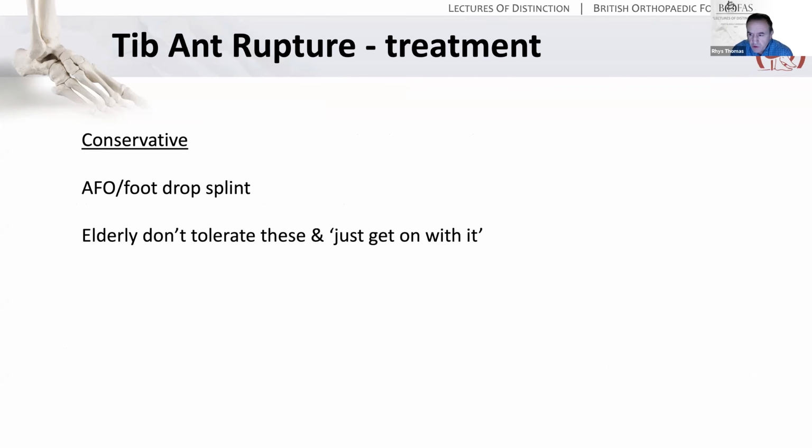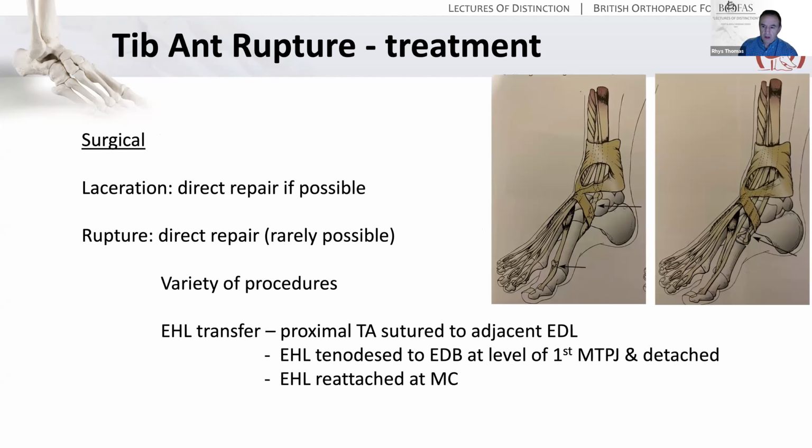So conservative treatments would involve provision of an AFO or a foot drop splint. I personally find that in the elderly, they tend not to tolerate these and will tend either not to use anything and just get on with it or want something further done. There are lots of different surgical options described, from tenodesis through to free tendon grafts, often involving one of the short extensors in the foot.